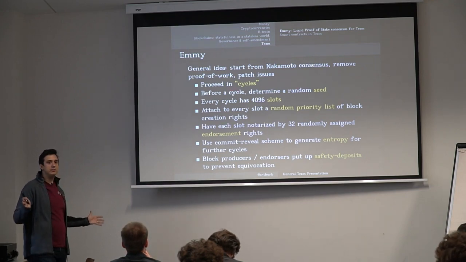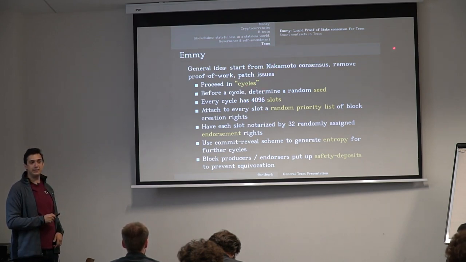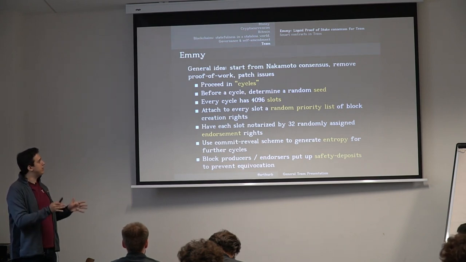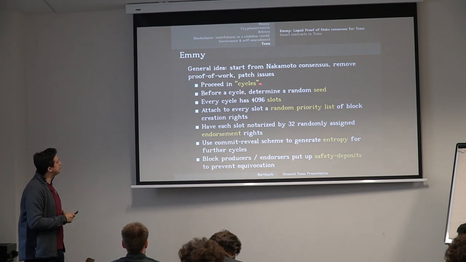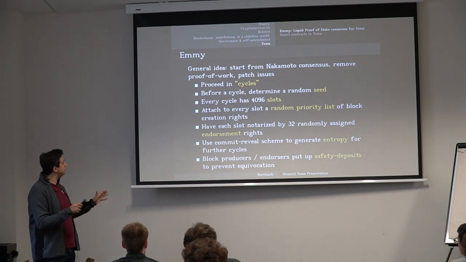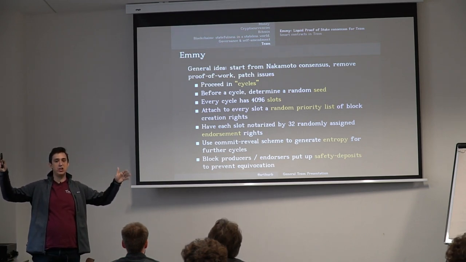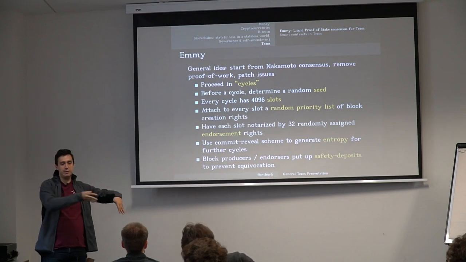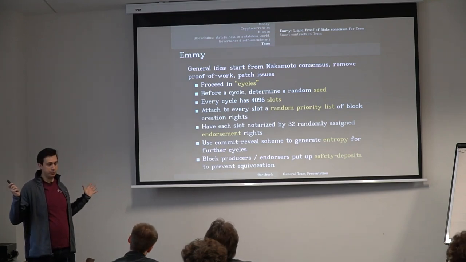So a cycle is a set of blocks, and typically it's going to be 4096 blocks who each belong to a given slot. Before a cycle, you determine a random seed, and we'll see how we do that. So picture yourself a cycle. You have 4096 slots. In each of these slots, you're going to be able to fit exactly one block, and you have a random seed at your disposal.